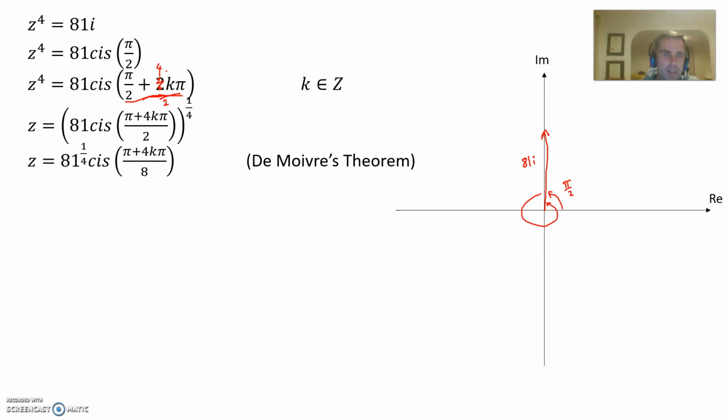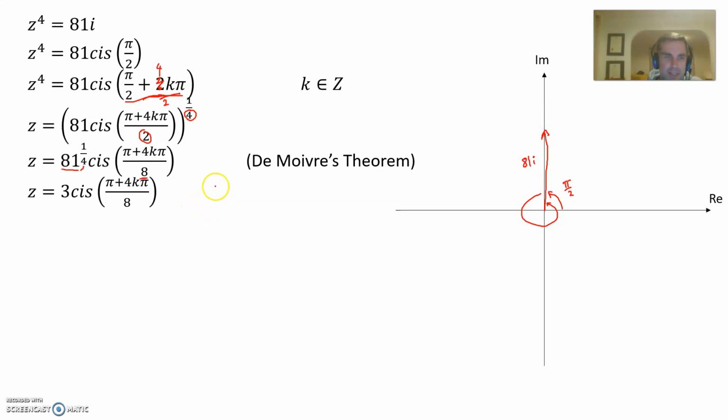And then using de Moivre's theorem, the modulus gets raised to the power of a quarter, and then the argument gets multiplied by a quarter. The effect of that, if we multiply something over 2 by something over 4, is that it's going to become over 8 instead. Now the next step is, we'll just take 81 to the quarter, which gives us 3, which is what we actually predicted on the previous slide. So we're going to have 3 cis pi plus 4k pi all over 8.